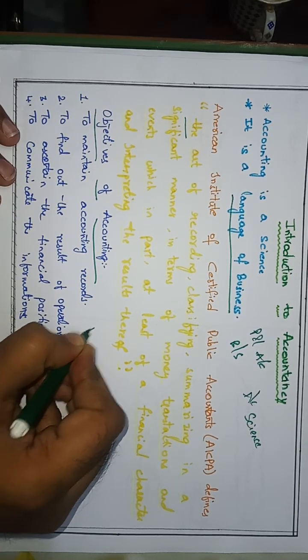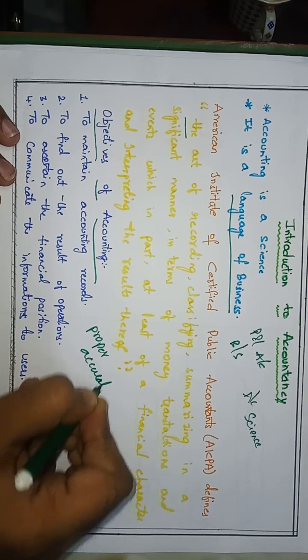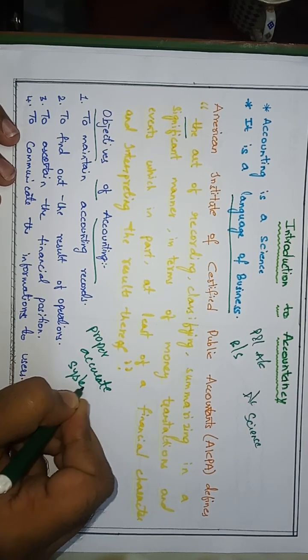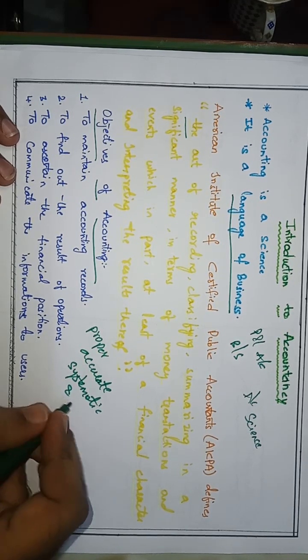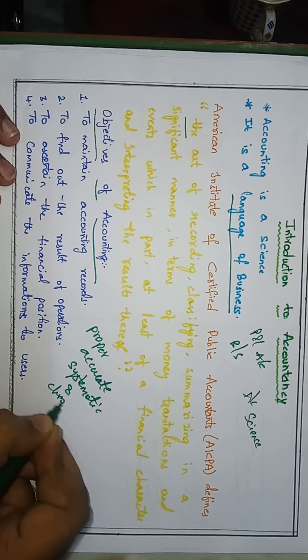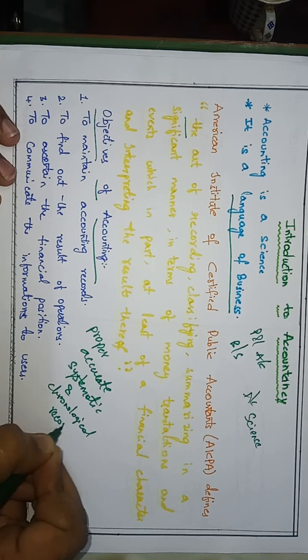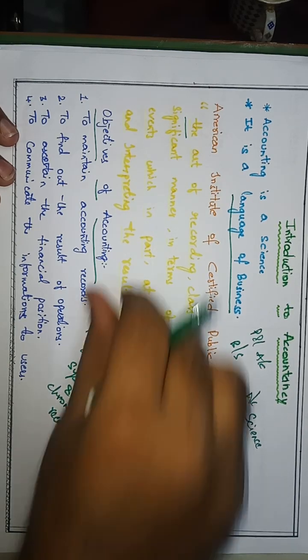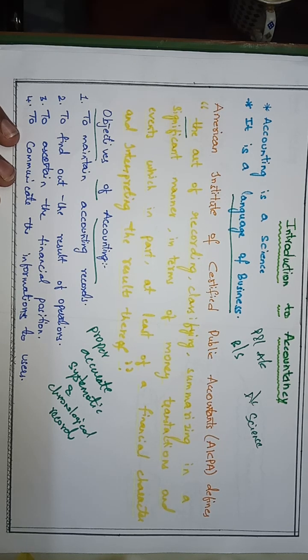Proper, accurate, systematic, and chronological records of the transactions are maintained with the help of accounting. The first objective of accounting is to maintain proper, accurate, systematic records in chronological order.